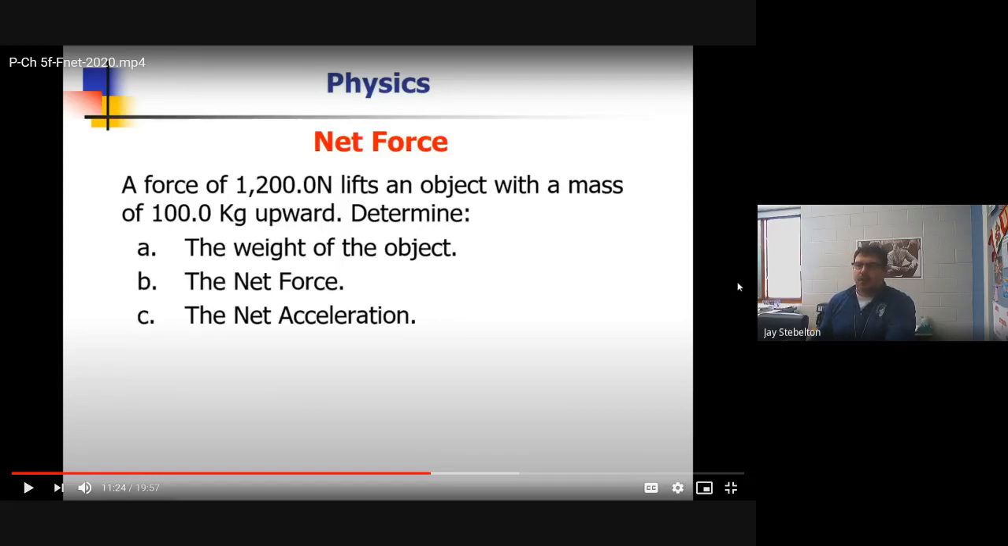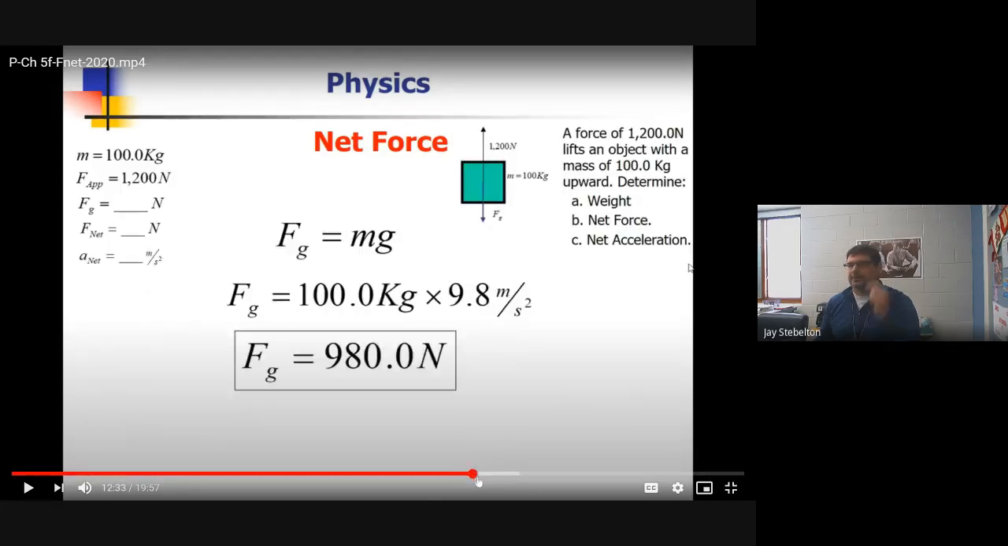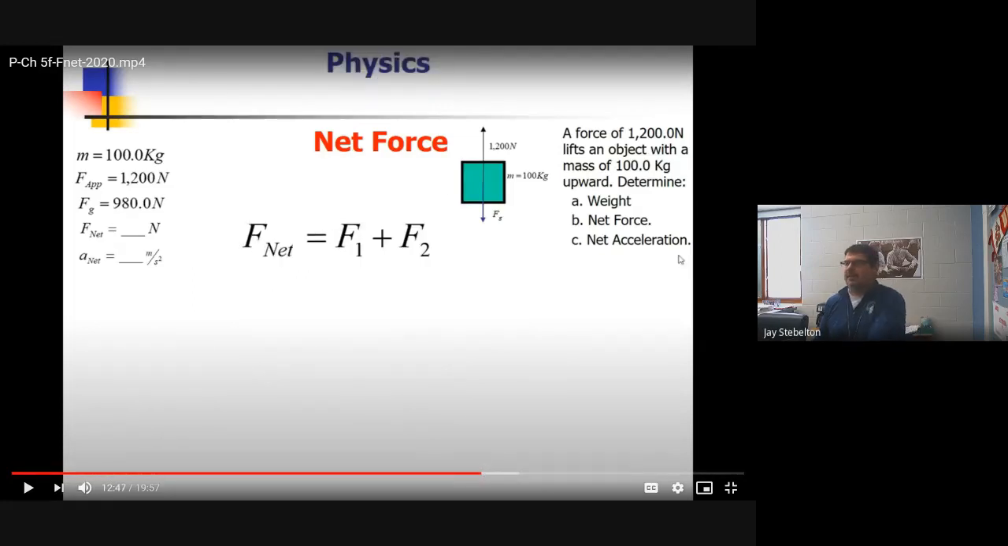Now, the net force is force 1. And remember, because it's a weight, it's going to be a subtraction problem. So everyone find the net force. That'll be this force minus 980. Here are the givens. Now you're going to find the net force, which is force 1 minus 980. Do that and type it into the chat. I'll give you 10 seconds because I've already got it. Good. Nice job. 220 newtons for the net force.